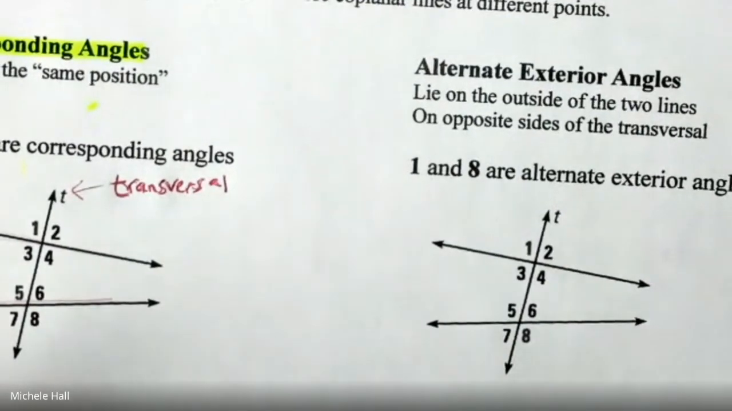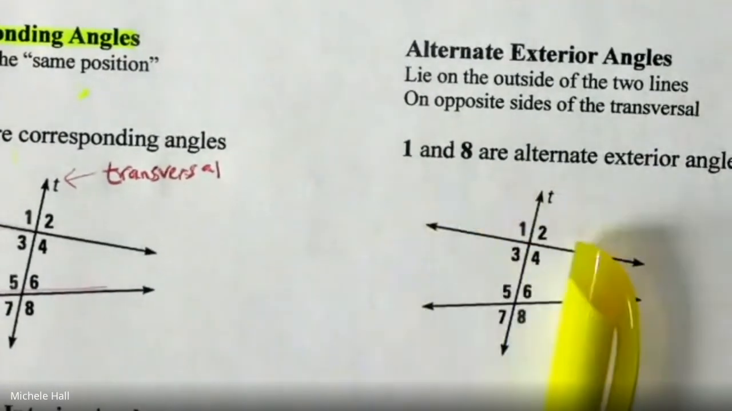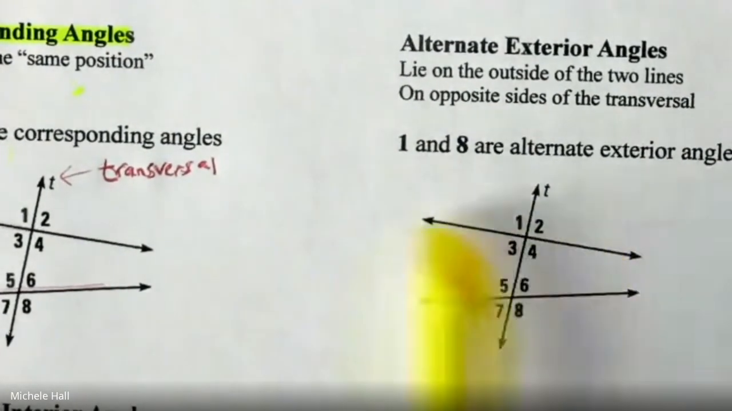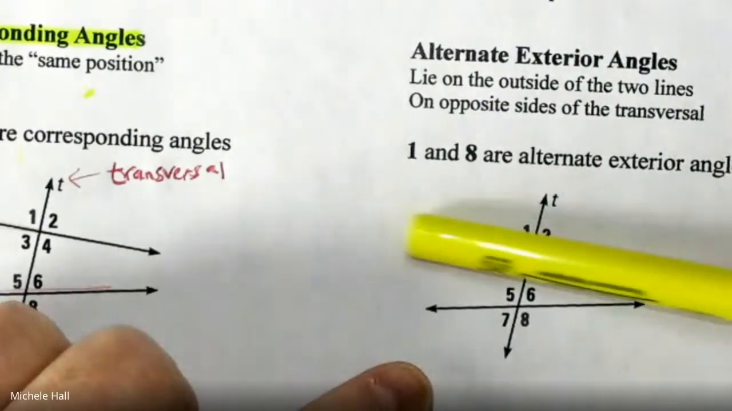Now they're alternating. They're not on the same side. So here's my transversal. Alternating means one's going to be on one side and the other one's going to be on the other side. So alternate. Then it says exterior. If I asked you where the exterior of the car was, what would you tell me? Are you on the inside or outside of the car? Exterior means to be on the outside. So what are we on the outside of here? We're on the outside of the 2 lines.